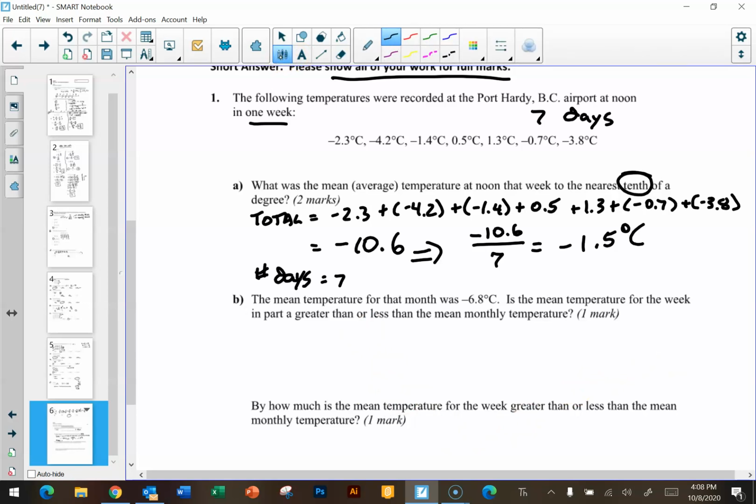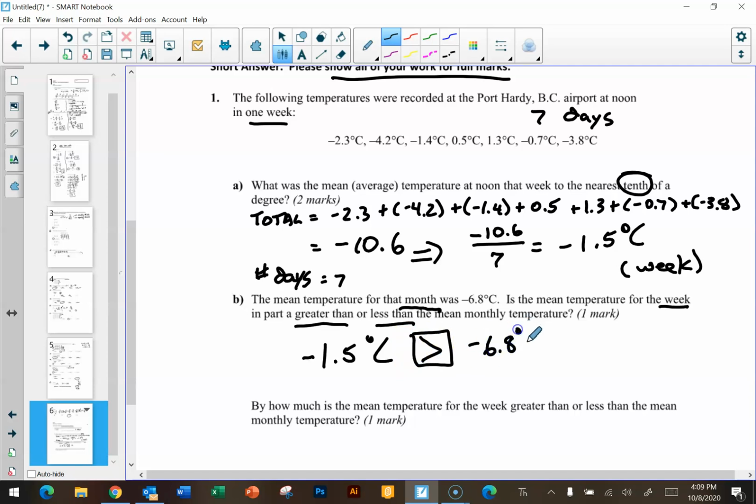The mean temperature for the month, so now they're giving us another reading, is negative 6.8. Is the mean temperature for the week greater than or less than the monthly? So this is the weekly, that's the week average. Is this bigger than or smaller than that? Well, clearly, negative 1.5 degrees Celsius is greater than negative 6.8, because negative 6.8 is further to the left on the number line. So greater than.